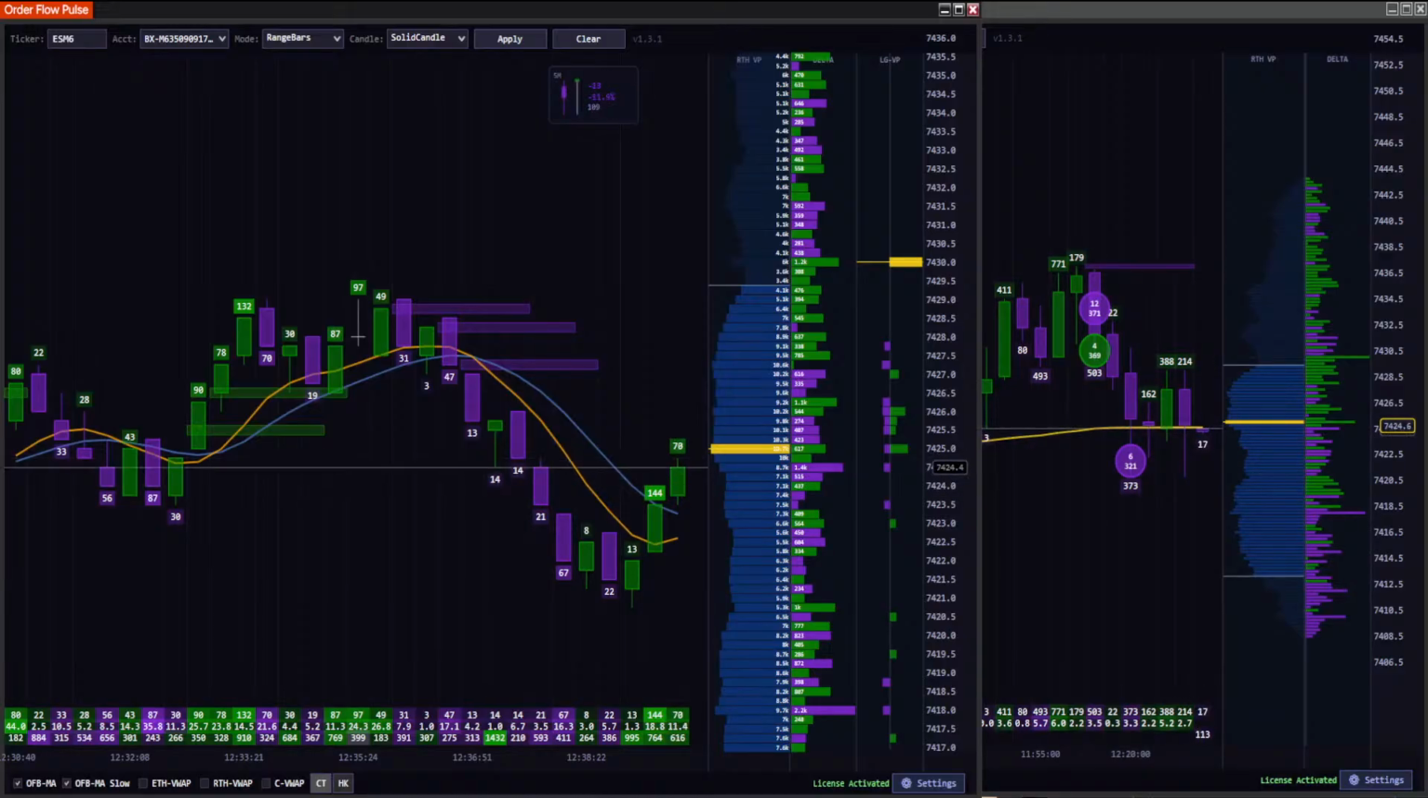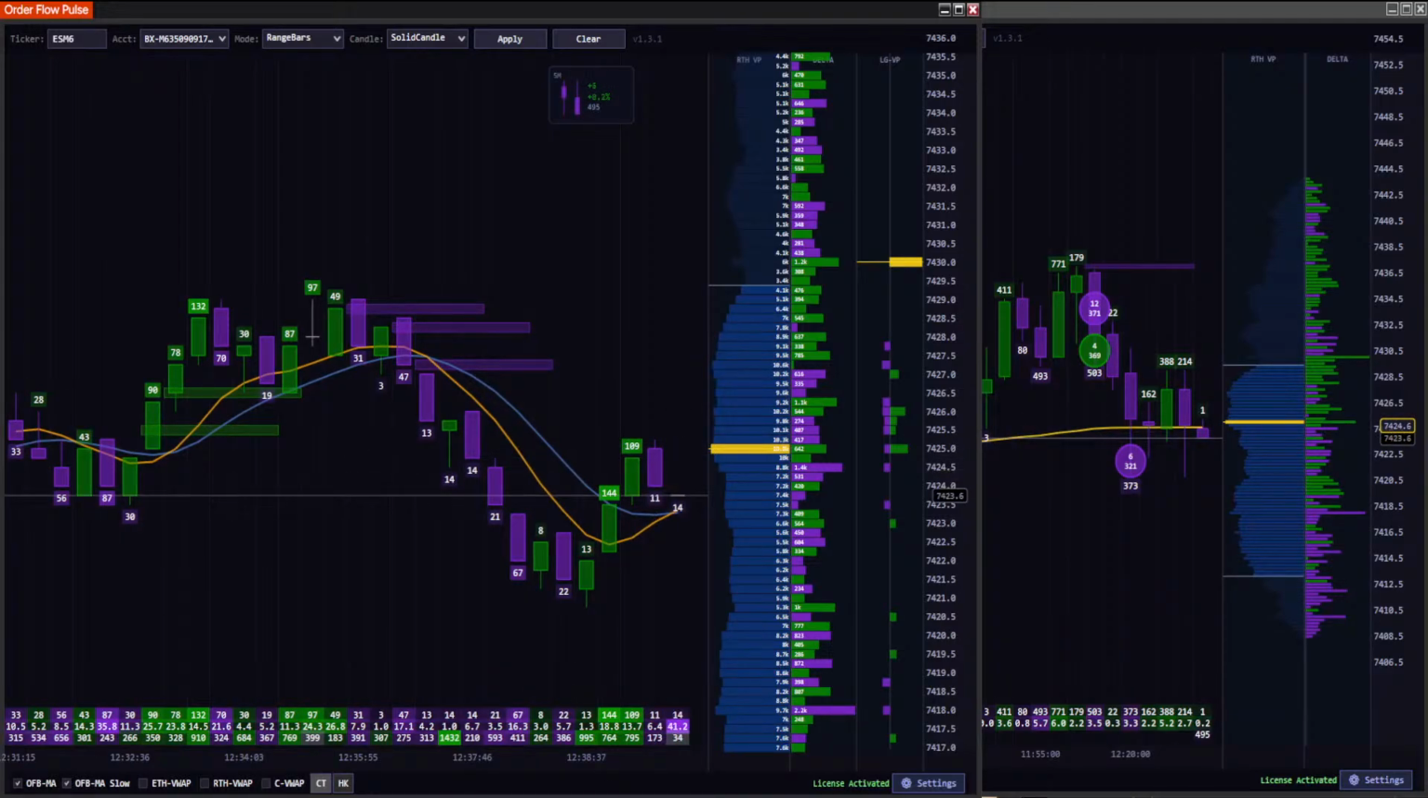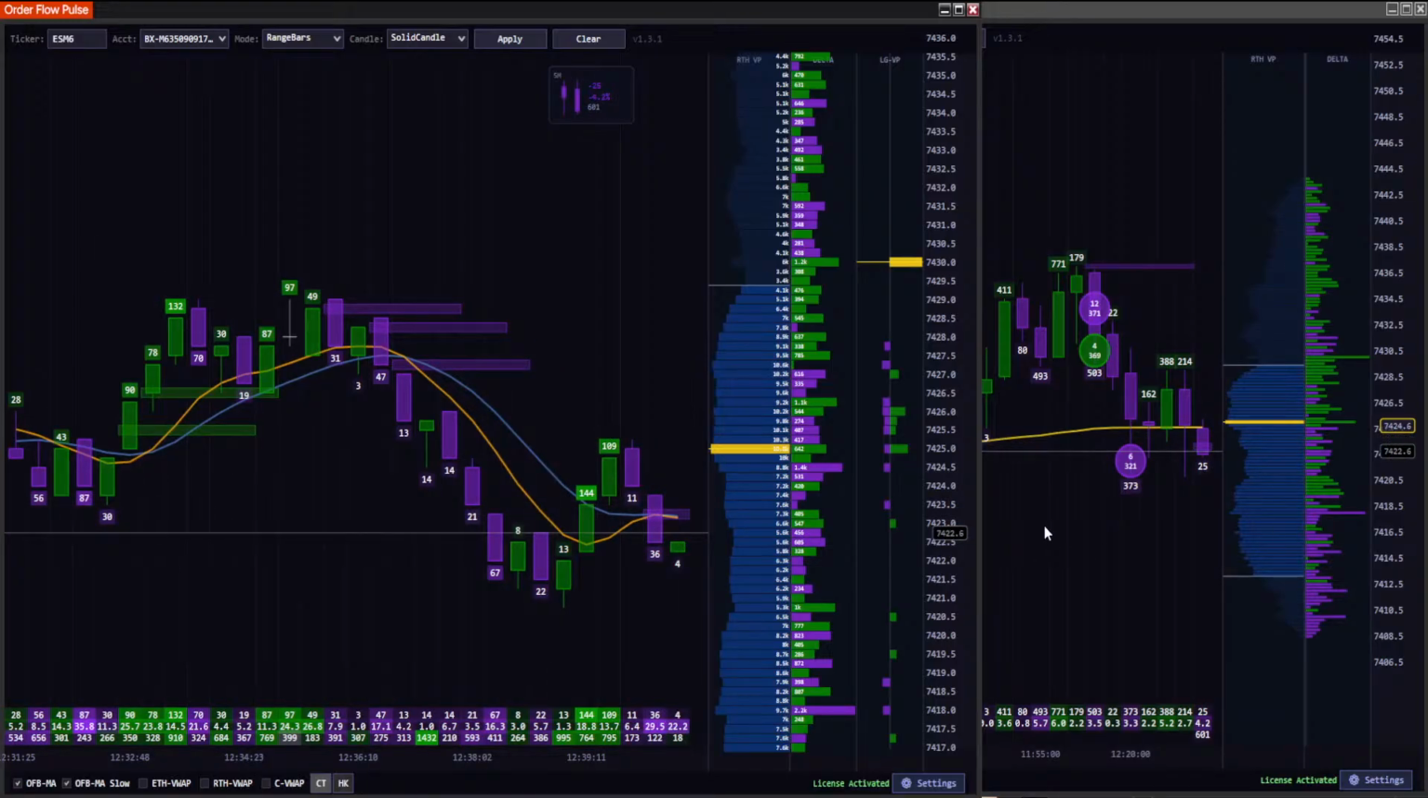Also, there's another style of trading I really want to go over. It's extremely profitable, at least for me, it was. And that is spread trading.